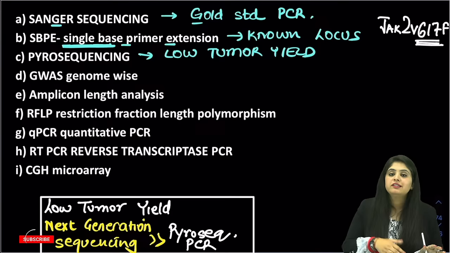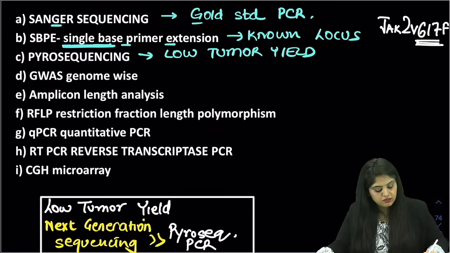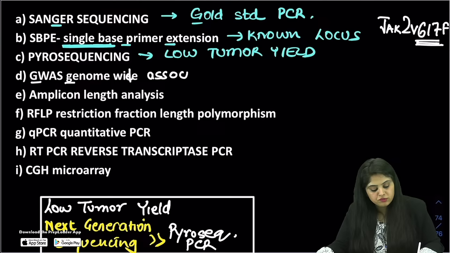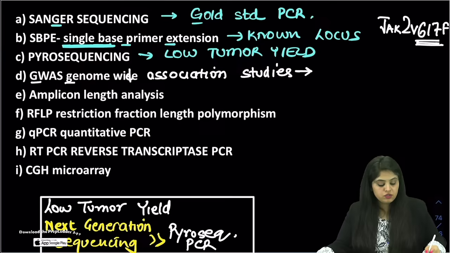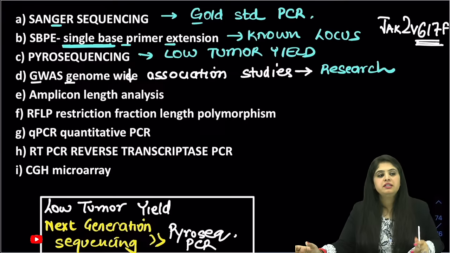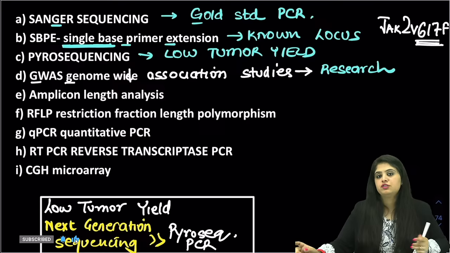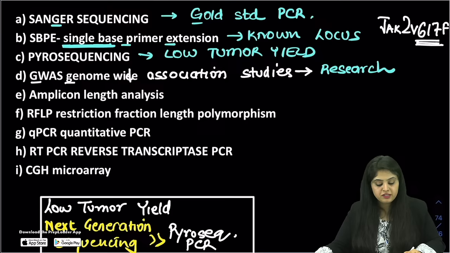Coming to the next, what is a genome-wide association study? Please remember, whenever you want to become a big research worker and you say that I want to find out why people have diabetes, why we are becoming the diabetic capital of the world, why people are having hypertension, you want to do a proper association study. Meaning, you want to do pathology, but you also like a little bit of PSM. You want to do association studies.